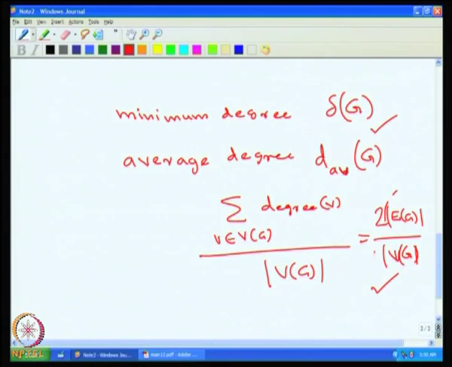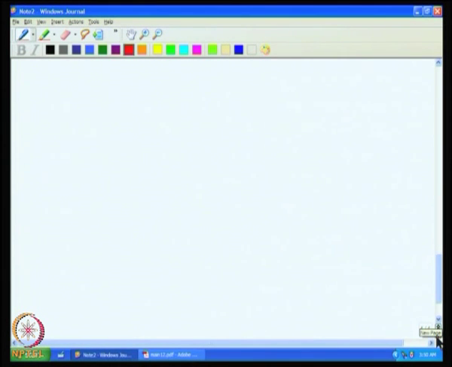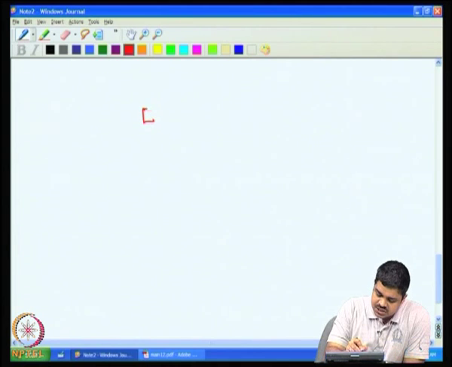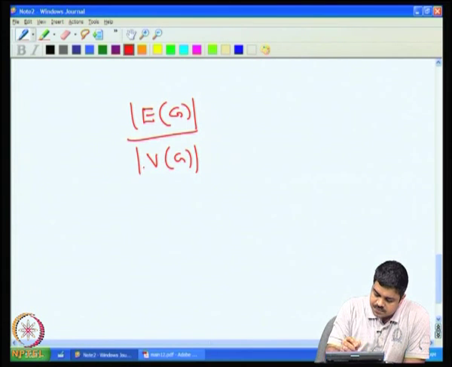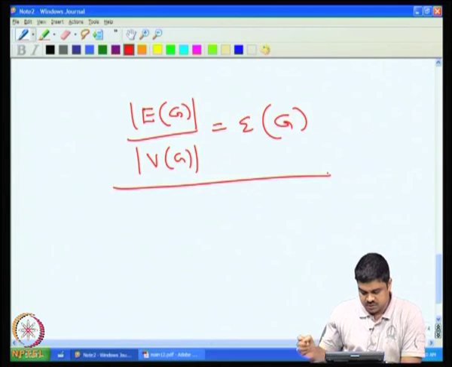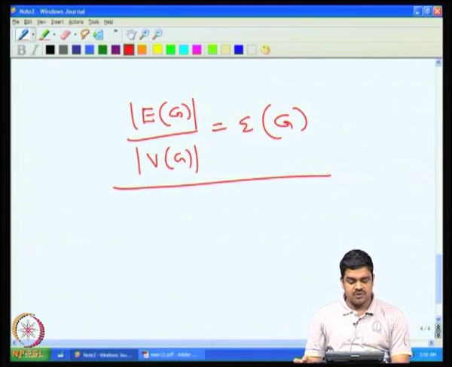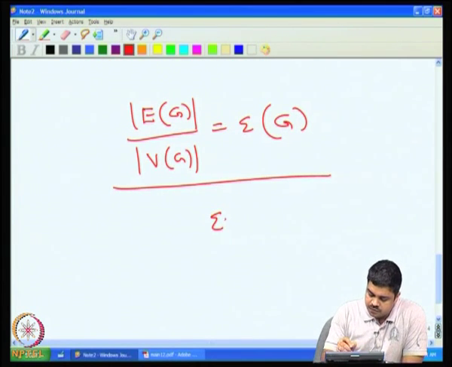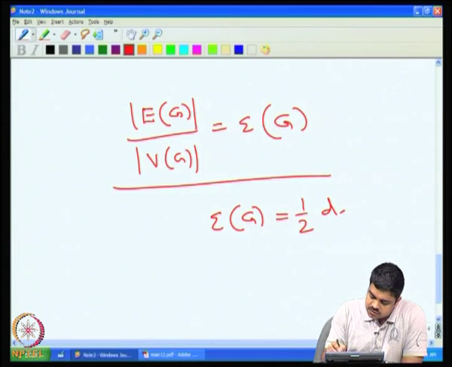Here is another one, half of it. Suppose I take only this much, that means the average number of edges in the graph. It is essentially the ratio of the number of edges to the number of vertices. This is called epsilon of G. How many edges are there in the graph? Of course, epsilon of G is essentially half of D average, isn't it?